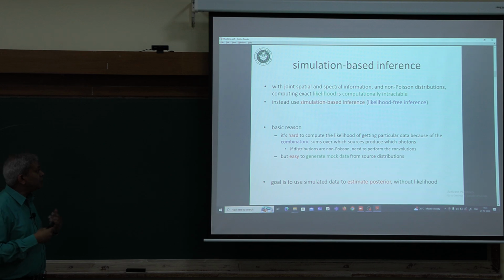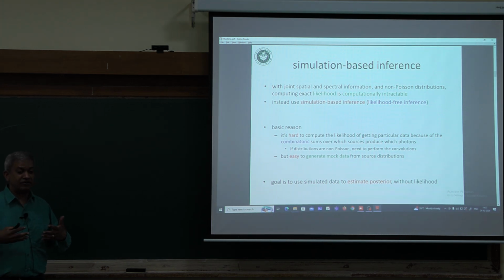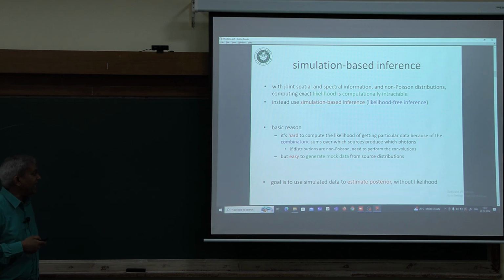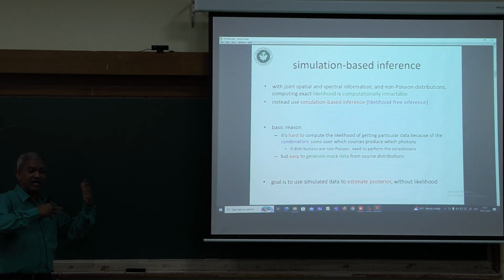Now, when you use joint spatial and spectral information and you have non-Poisson distributions, it turns out that computing the exact likelihood of your data is computationally intractable. So instead, we want to use some kind of likelihood-free analysis, in particular simulation-based inference. And the basic reason why we want to do that is because it's hard to compute the likelihood of getting particular data because of the combinatoric sums you have to do in partitioning your photons into all the sources that could have produced them. Now, if your distributions were Poisson, then this wouldn't matter.